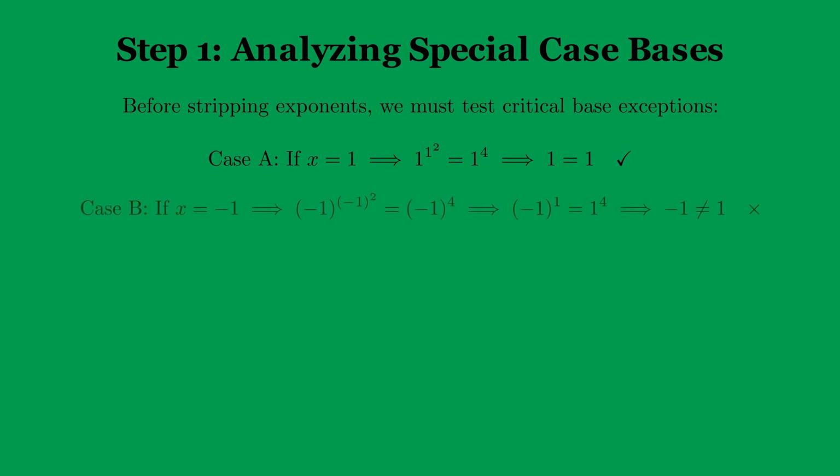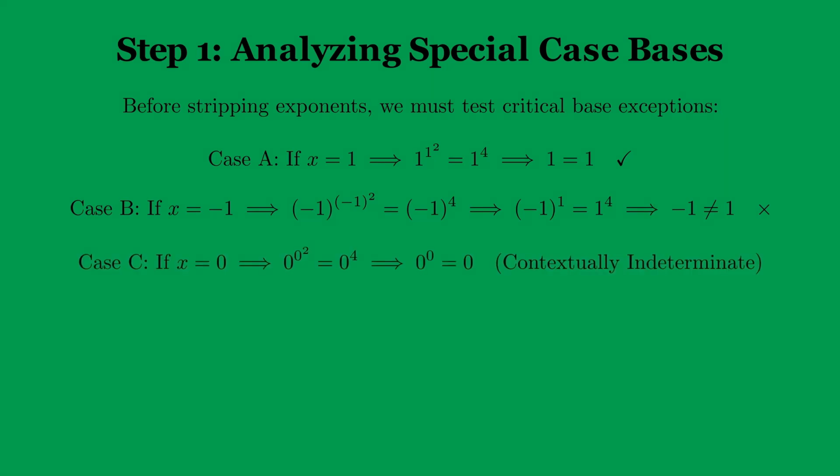Now consider case B, where x equals negative 1. Substituting gives negative 1 raised to the power of negative 1 squared equals negative 1 raised to the power of 4. The left-hand side evaluates to negative 1. The right-hand side evaluates to positive 1. Since the two sides are not equal, x equals negative 1 is not a solution. Now consider case C, where x equals 0.